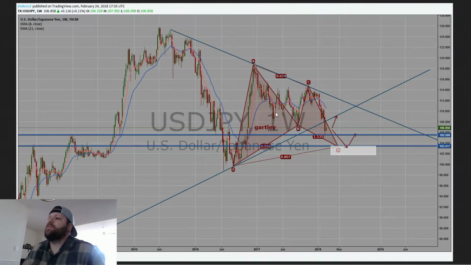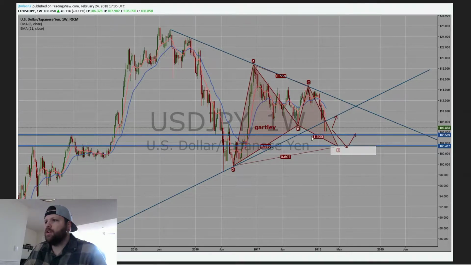All right, next up is USD JPY. We do have a Gartley drawn on the weekly time frame. You'll see we had a break of this trend line last week, and then we have a candlestick that tries to retest that trend line and fails. And so it looks like we should go bearish next week.